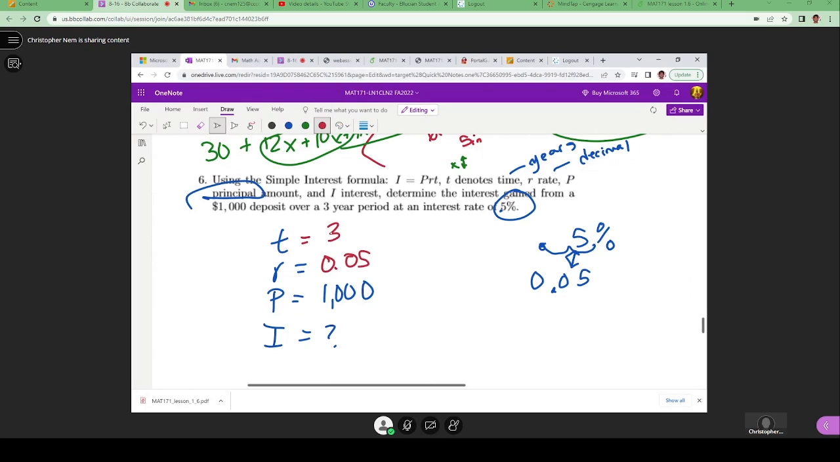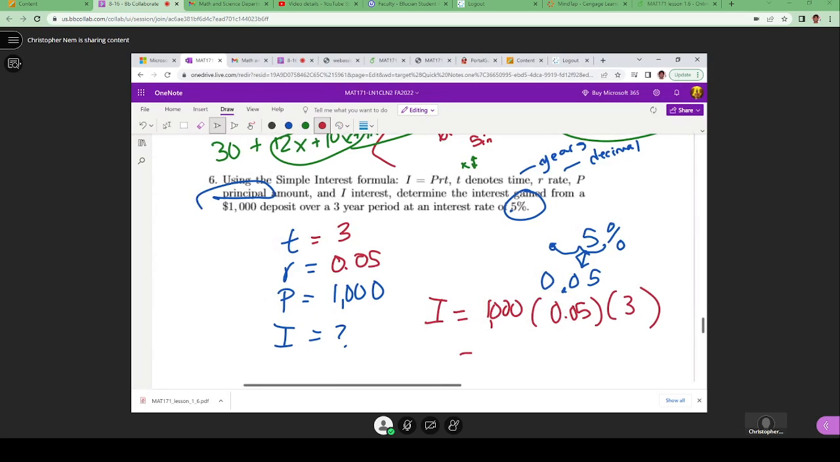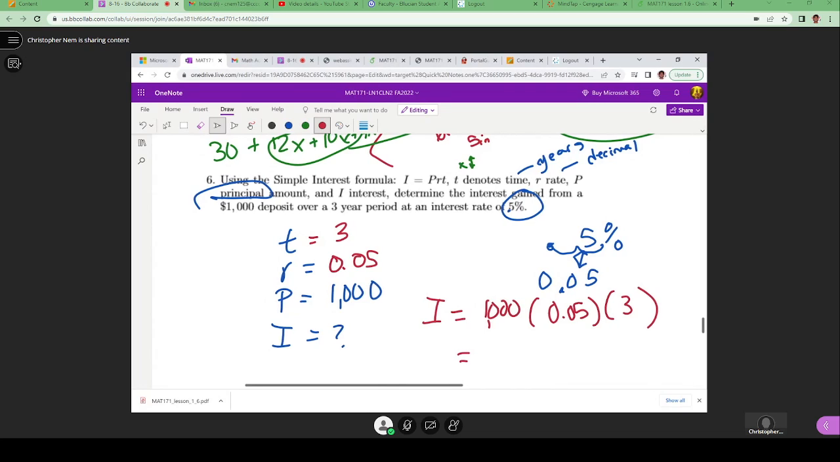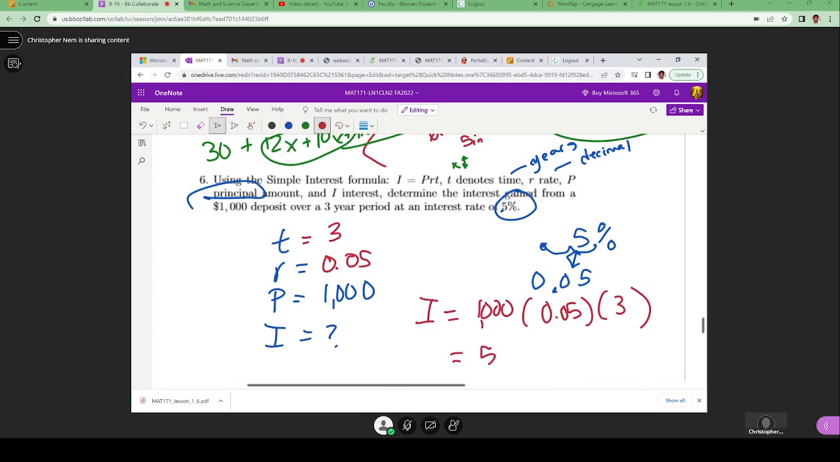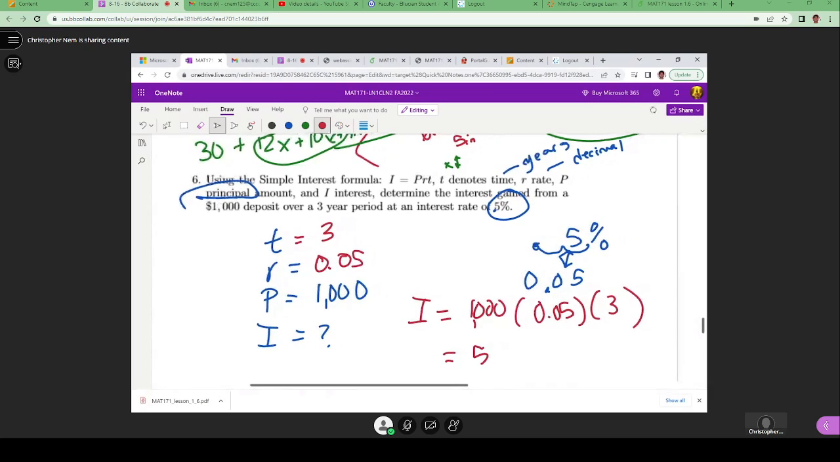So now all I do is just got to plug everything. I is equal to P, which is 1,000, times 0.05 times 3. And then what is this going to give you? This is going to give you, what is that, $50? I want to say $50. Is it $50 or $500? Let's see. Times 0.05, that's $50. So it's going to be $50 times 3 years.